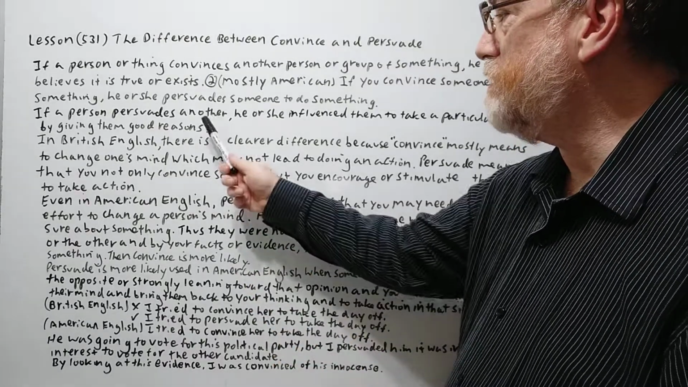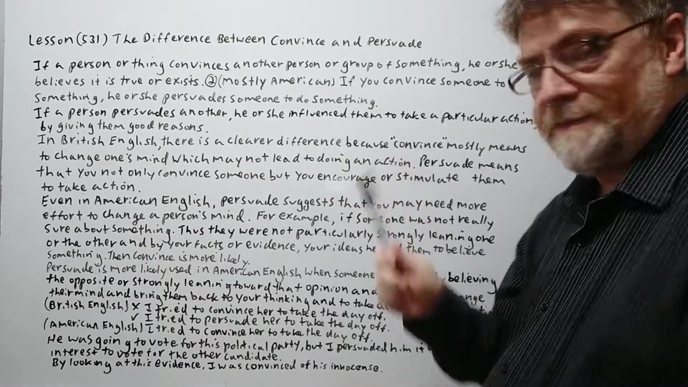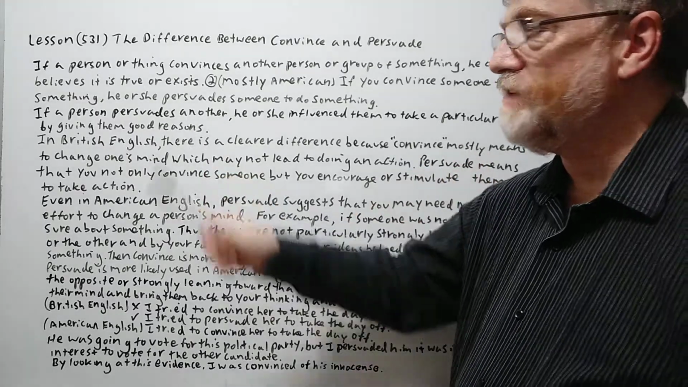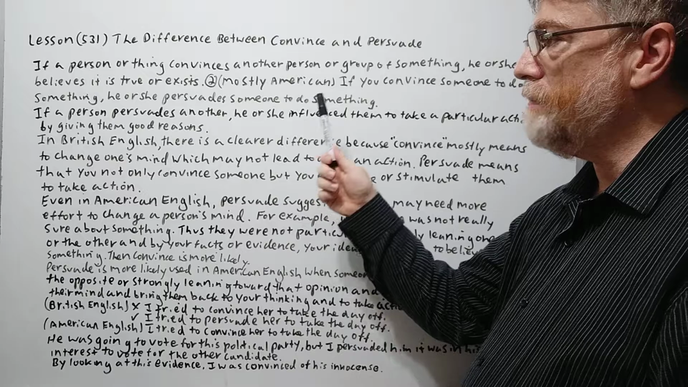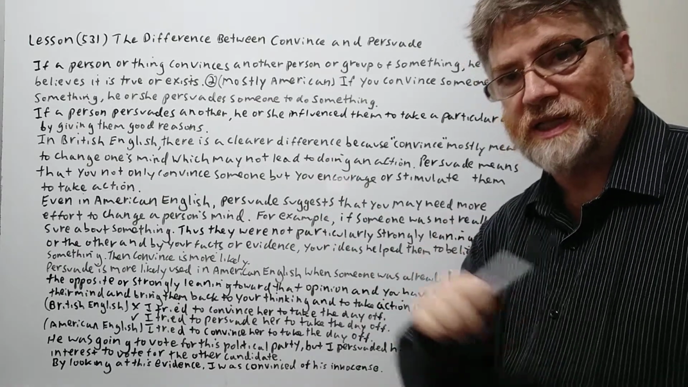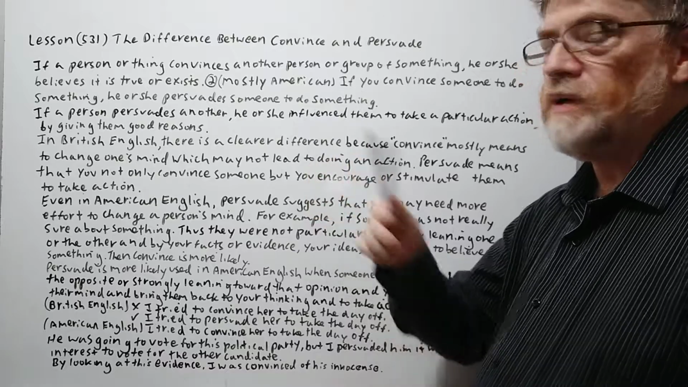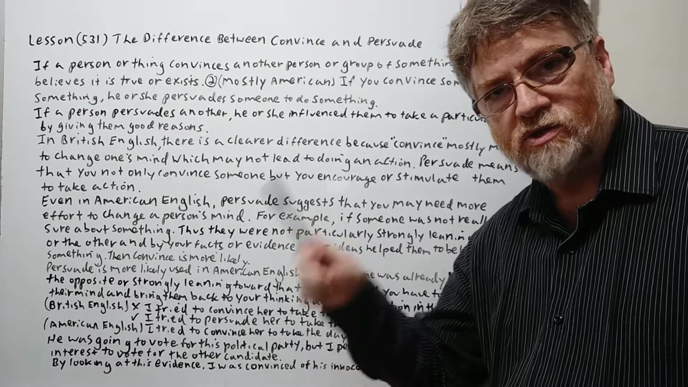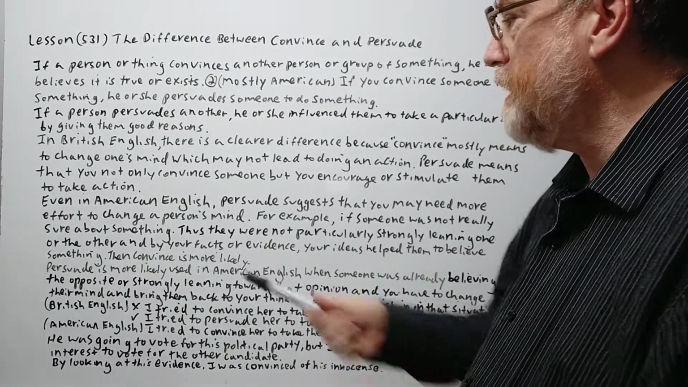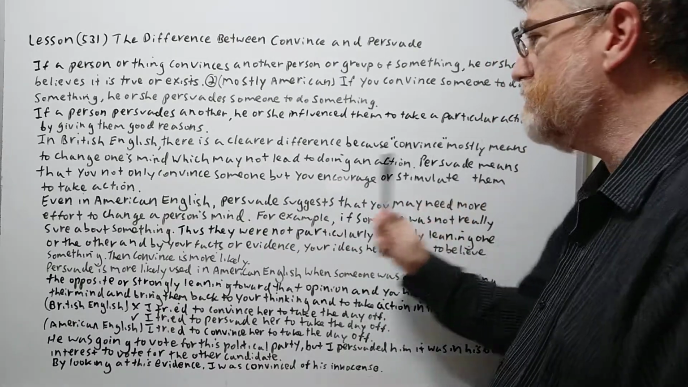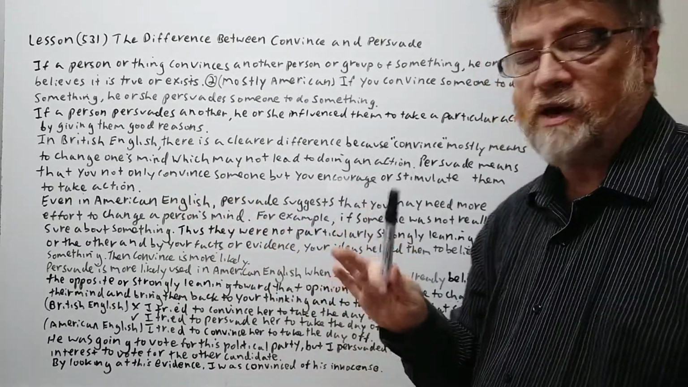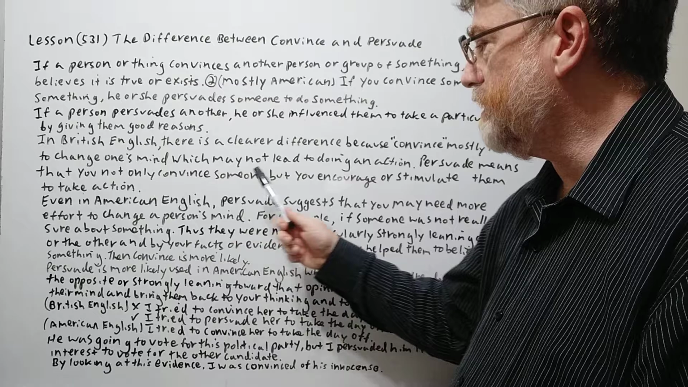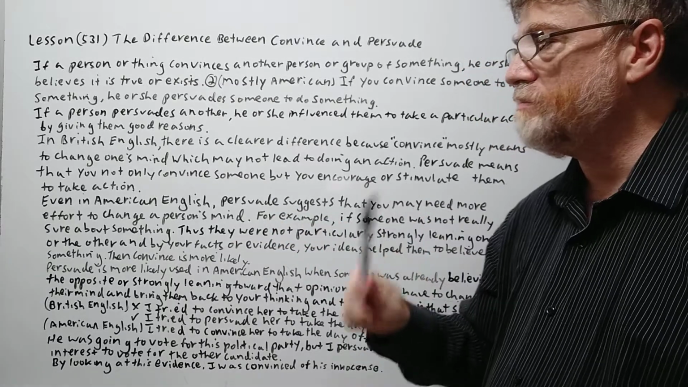Let's continue. If a person persuades another, he or she influences them, by talking to them, to take a particular action by giving them good reasons. So the key part about persuade, especially in British English, is you take an action. And also in American English too. Usually when you persuade someone, you persuade them to do something, to take an action. Okay, let's continue. In British English, there's a clear difference because convince mostly means to change one's mind, which may or may not lead to doing an action. Persuade means that you not only convince someone, but you encourage or stimulate them to take an action.